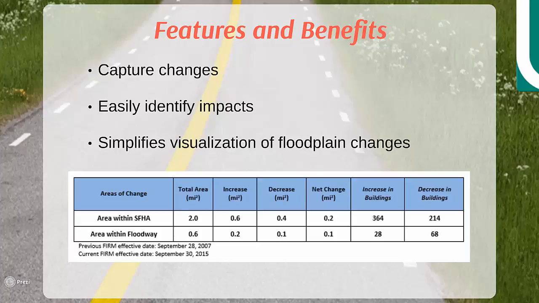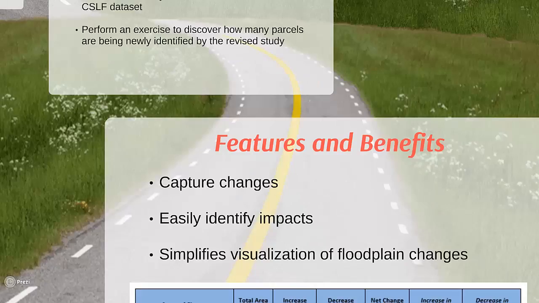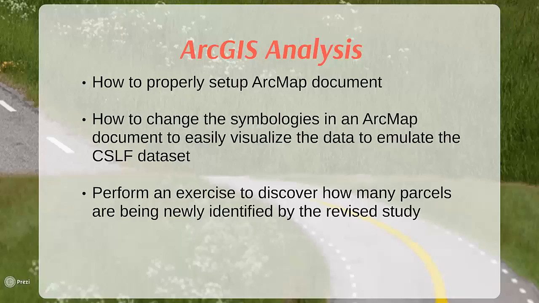In the next sections, we will demonstrate how to use the CSLF dataset within ArcGIS to perform analysis in a scenario that will simulate real-world implications. We will now investigate how to properly set up an ArcMap document, how to change the symbology of a particular layer in an ArcMap document to easily visualize the data, and finally, perform an exercise to discover how many parcels are being newly identified by the revised study being performed in the city of Talladega.